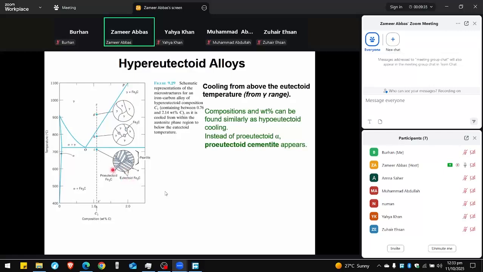pro-eutectoid, ये जो आपको लंबा सा नजर आ रहा है, pro-eutectoid आयरन कार्बाइड. यहाँ क्या था? Pro-eutectoid alpha. यहाँ pro-eutectoid iron carbide and eutectoid mixture of iron carbide and alpha. ओके, ये क्लियर हो रहा है?